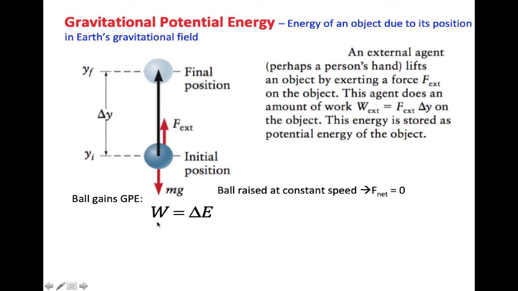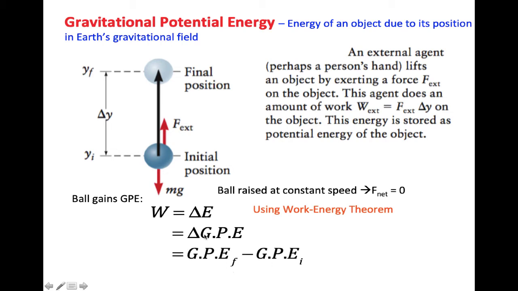Why can we write this equation? W equals change in energy because of work energy theorem. Now change in energy is equal to change in gravitational potential energy. Why can we say that? Because the only change in energy here is gravitational potential and there is no change in kinetic energy here. And we expand delta GPE as final gravitational potential energy minus the initial gravitational potential energy. Let us label it as equation 1. We will come back to it later on.